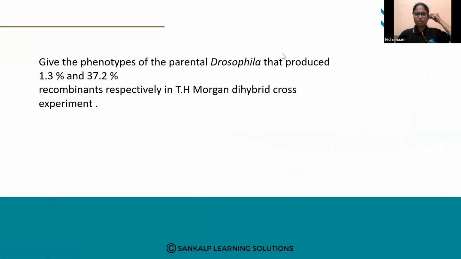Okay, good. Thank you. The next question goes like this. Give the phenotypes of the parental Drosophila. T.H. Morgan demonstrated the linkage experiments, right? Give the phenotypes of parental Drosophila that produced 1.3% and 37.2% recombinants respectively in the T.H. Morgan dihybrid cross experiment. Yes, my dear YouTube students.